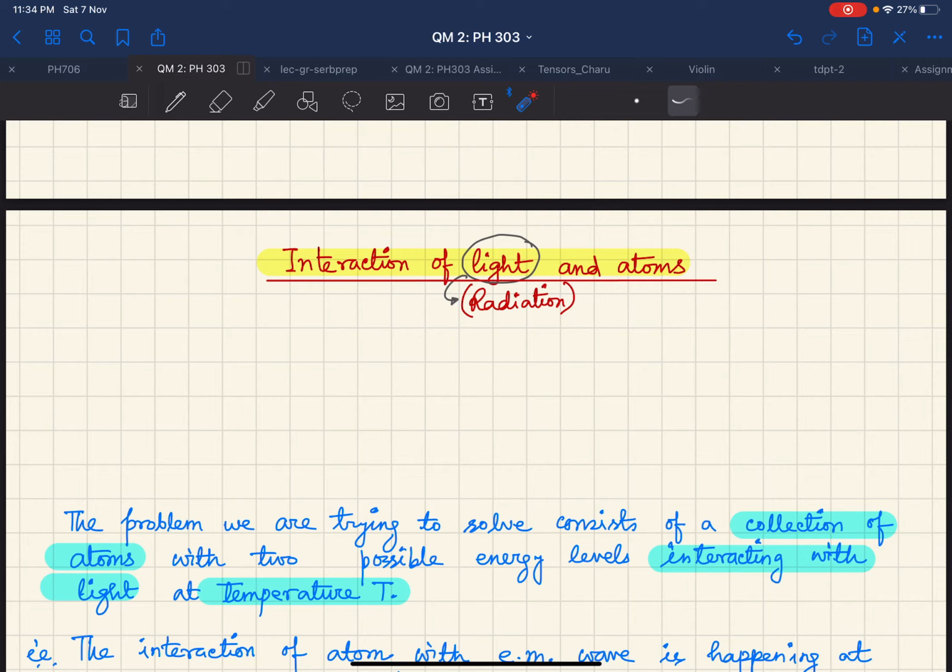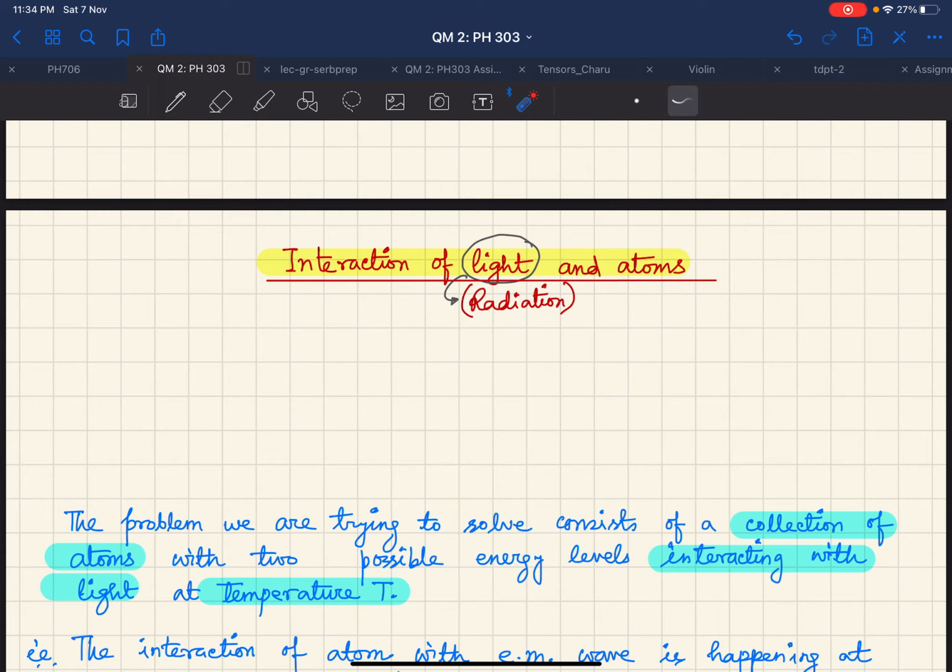So what is the statement of the problem? The statement of the problem is the following. We are trying to solve a system which is a collection of atoms, and these atoms are having possible energy levels, which are 2 in number, and they are interacting with light at some finite temperature T.